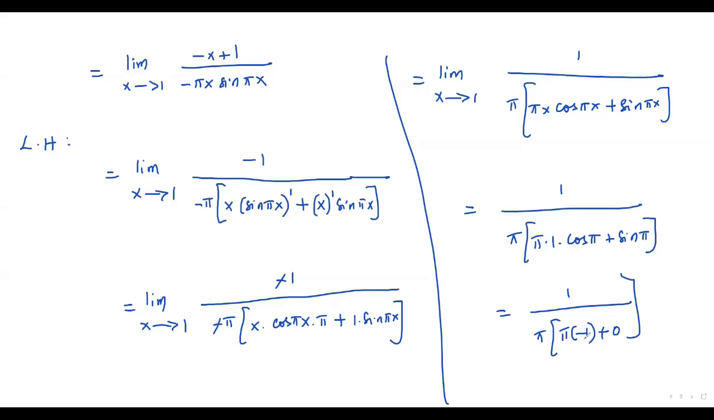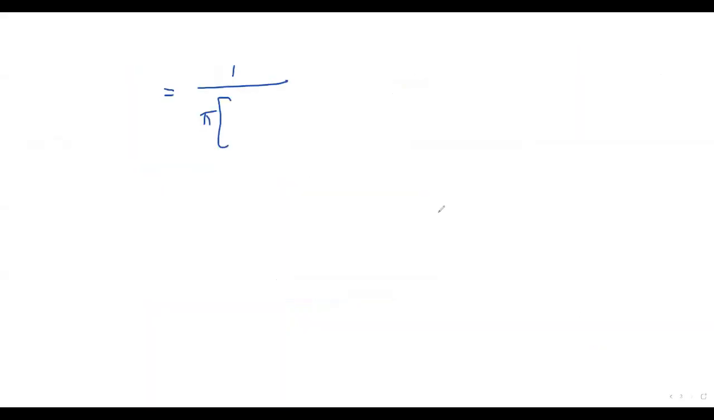We get 1 over pi times, inside the square bracket we have pi times negative 1 is negative pi, plus 0. This negative pi plus 0 can be written as just negative pi. Then we get 1 over pi times negative pi, which becomes negative pi over pi squared. It can be written as negative 1 over pi squared. So the evaluation of the given limit is negative 1 over pi squared.